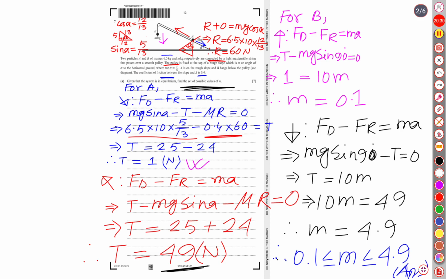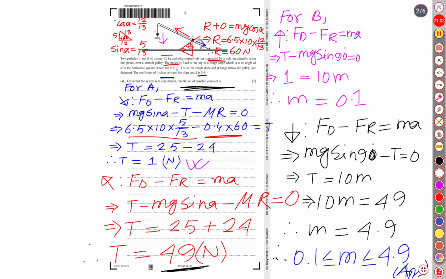That means when the mass of particle B ranges from 0.1 kg to 4.9 kg, then both the particles will be in equilibrium state. The answer solution has been completed, but for your better understanding I would like to explain. Look at this. When m is less than 0.1 kg, then B will move downward.